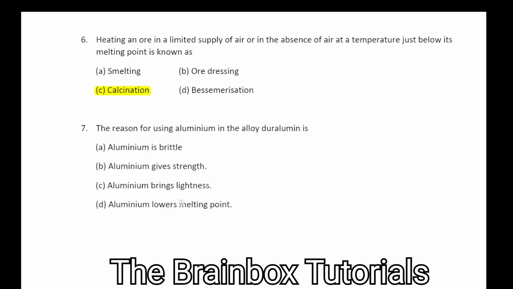Now coming to number 7, the reason for using aluminium in the alloy duralumin is, option A, aluminium is brittle, option B, aluminium gives strength, option C, aluminium brings lightness, and option D, aluminium lowers melting point. And the correct option is number C, aluminium brings lightness.